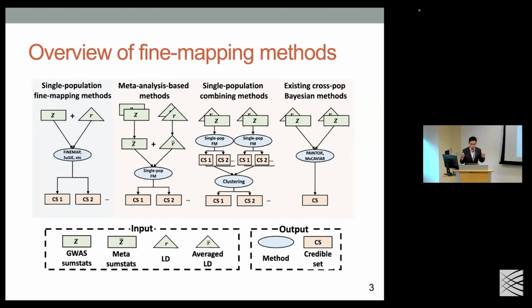The second one is the single-population combining method. This is also straightforward. They do single-population fine-mapping separately for different populations, and then use a clustering method to combine or merge the different credible sets together. The last one is the model-based, Bayesian statistical method. There are 2 existing Bayesian cross-population methods, PAINTOR and MsCAVIAR.